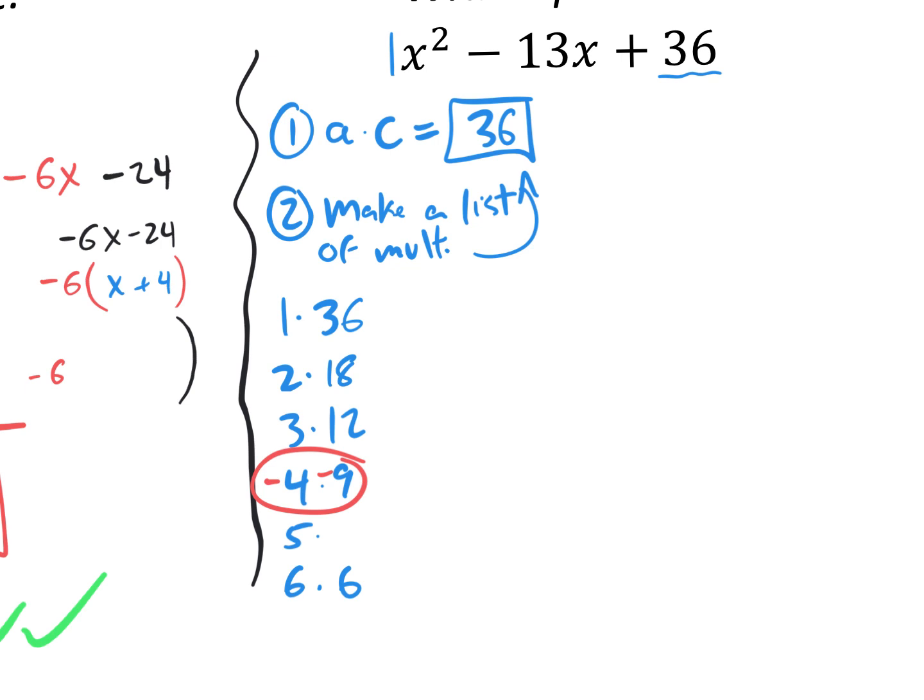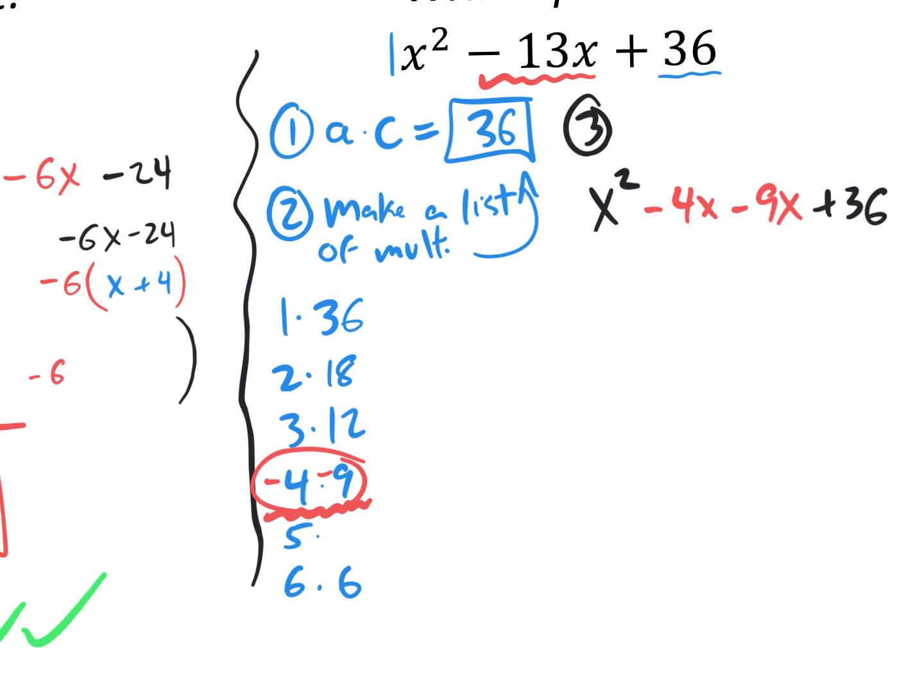So step 3 is to rewrite your trinomial as a 4-term polynomial. And here it is, x squared. But instead of the -13x, we're going to rewrite it as the -4x minus 9x. And of course, at the very end, you have the plus 36. So put the plus 36 there.